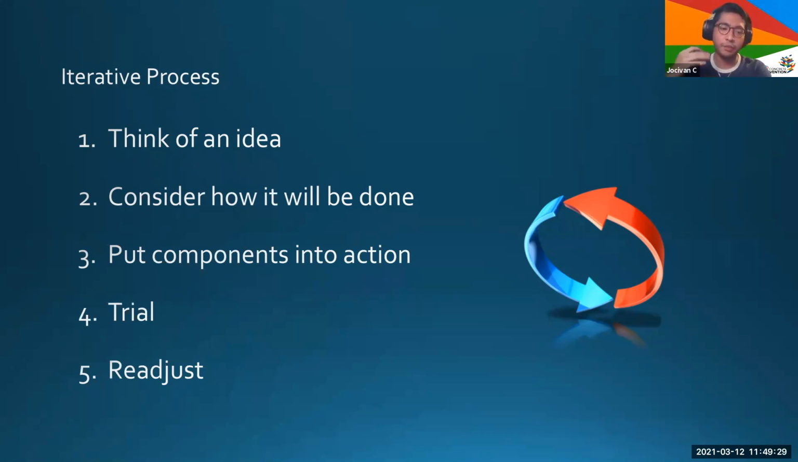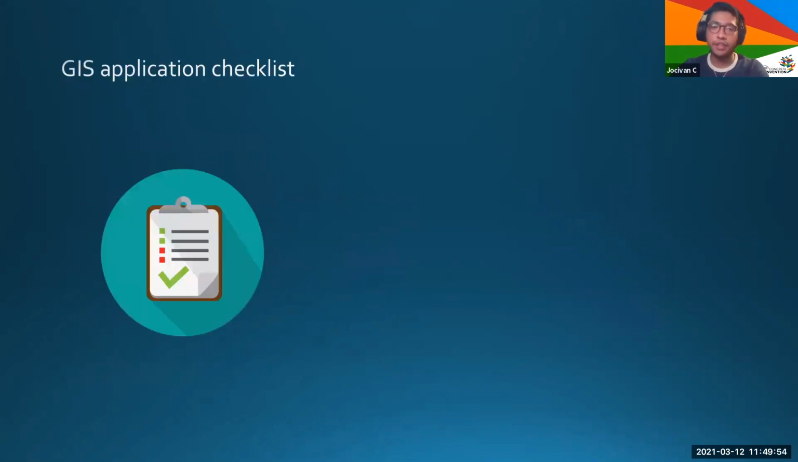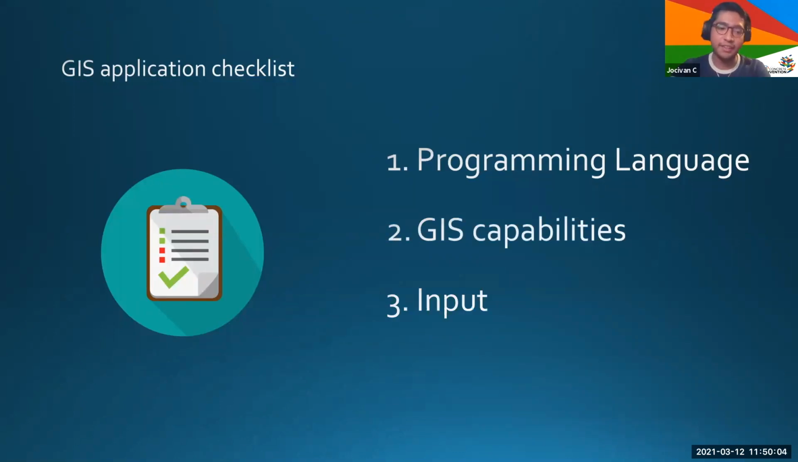And like I said, you're going to be going through this process over and over. You might think that you'll think of ideas just once, but in reality, you might think of multiple ideas throughout the process that you can incorporate into your program. And that's going to call for you to go through the process all over again. For the sake of this presentation, I'm going to be focusing more on how a GIS application can be made. So if you want to make a GIS application, you need about 4 basic components, those being a programming language, GIS capabilities, some form of input, and some form of output.